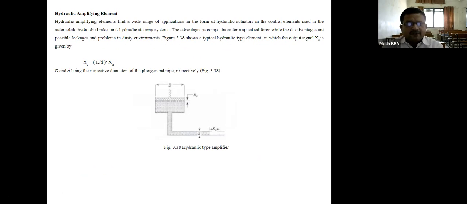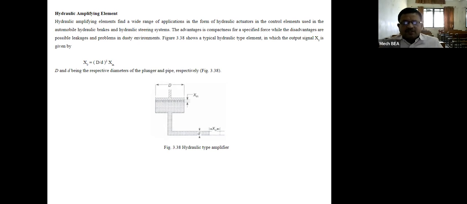Next is the hydraulic amplifying element. Hydraulic amplifying elements find a wide range of applications in the form of hydraulic actuators in the control elements used in automobiles, hydraulic brakes, and hydraulic steering systems. The advantage is compactness for a specified force, while the disadvantages are possible leakages and problems in dusty environments.